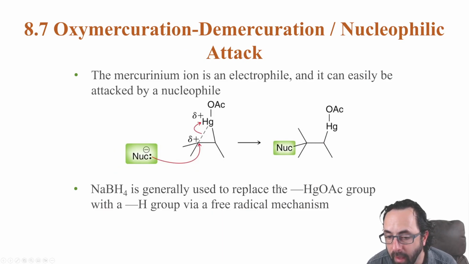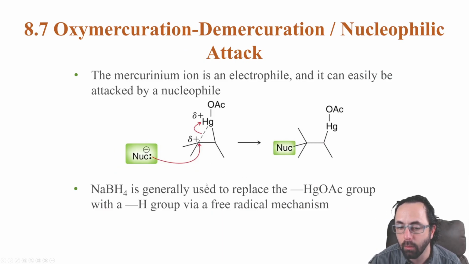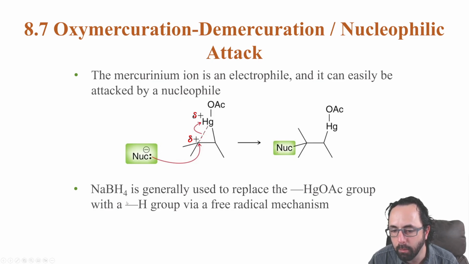Note that when the nucleophile attacks, it will produce a transition state where the bond to the mercury is starting to break, leaving a partially positive charge on both the mercury and on the carbon where the bond is breaking. That partial positive charge will be better stabilized on a more substituted carbon, like a tertiary carbocation. So the nucleophile will tend to attack at the carbon that is more substituted. And then finally, we'll use NaBH4 to replace the mercuric acetate group and get rid of it. So we finally have a hydrogen.